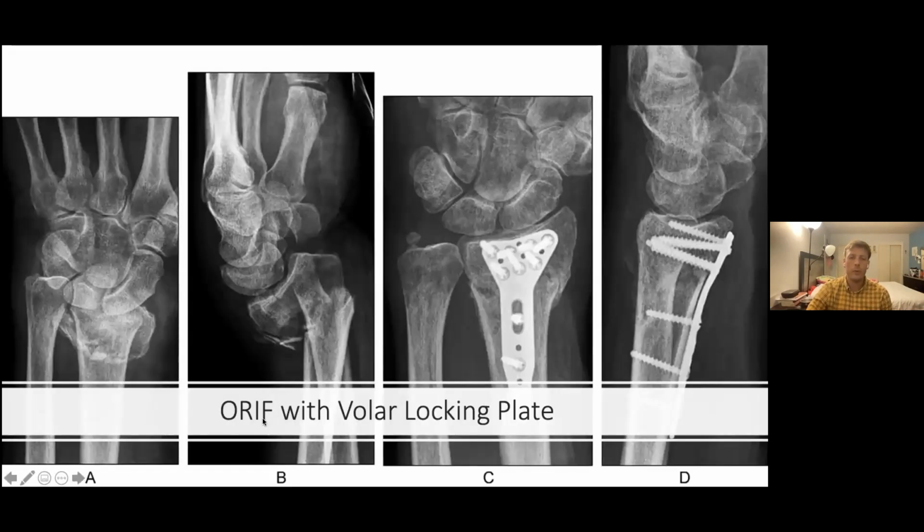So this is an example of the volar locking plate. In picture A and B, you have the distal radius fracture. And then in C and D, you have a radiograph evidence of the volar locking plate.